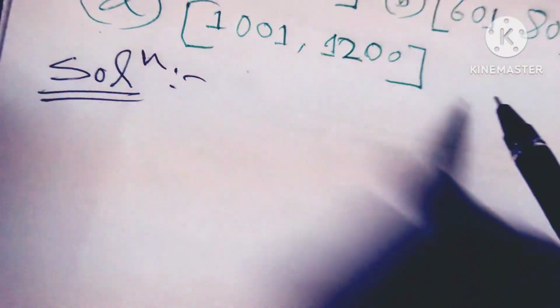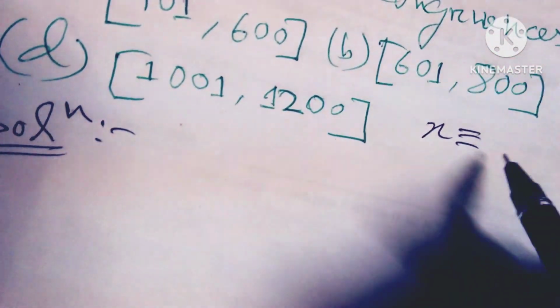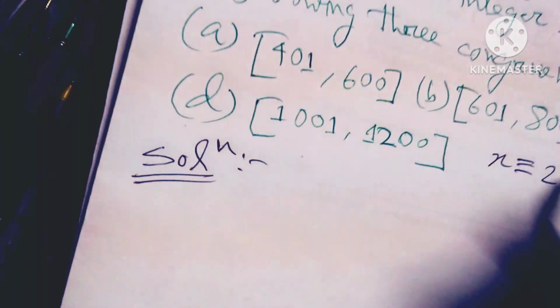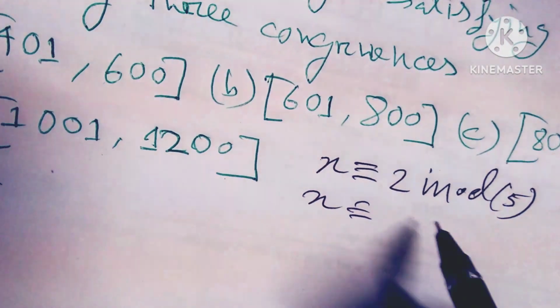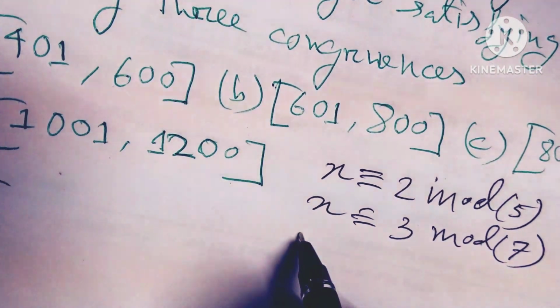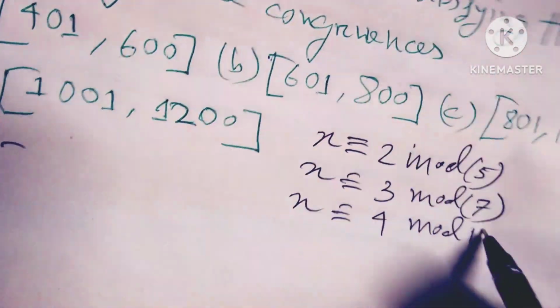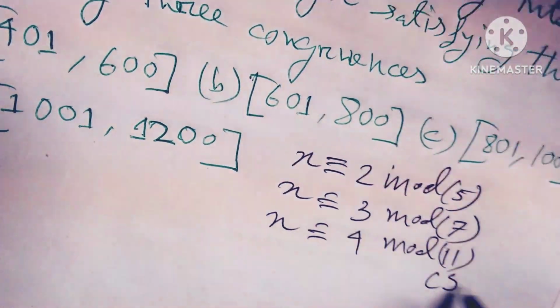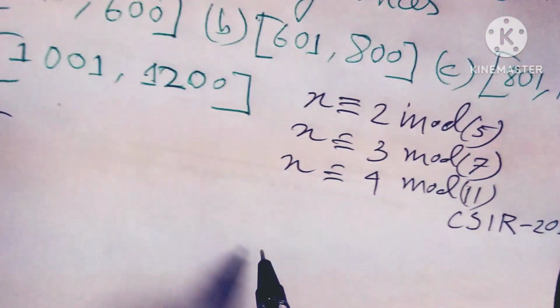The congruences are x is congruent to 2 mod 5, x is congruent to 3 mod 7, and x is congruent to 4 mod 11. This question is from CSIR 2011. So friends, let's start to solve this problem.